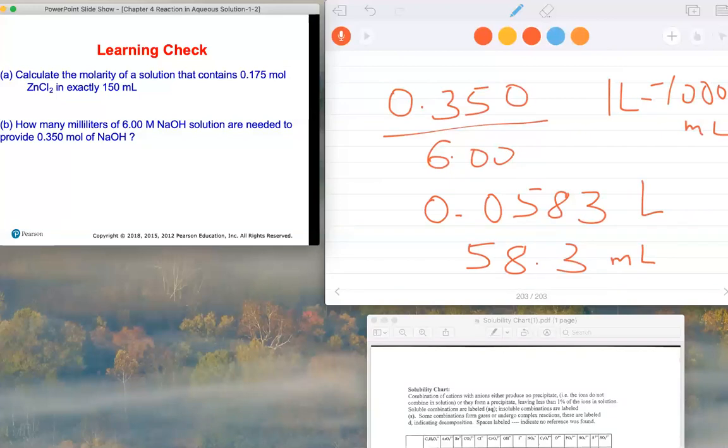I want to stop here today, and we will pick up from section 4.6. I think it's section 4.6, that is the solution stoichiometry, and move on to chapter 5 on Tuesday.